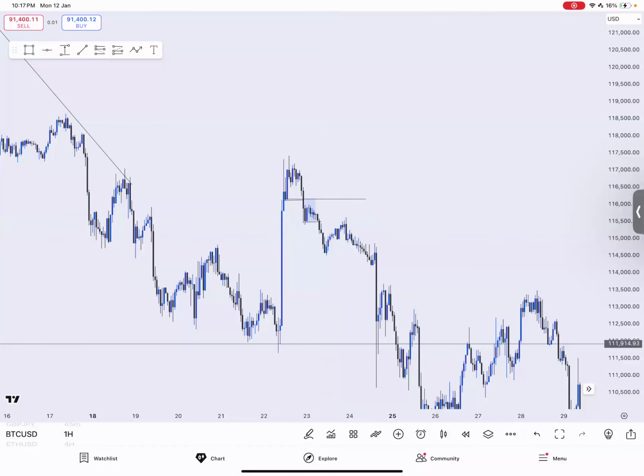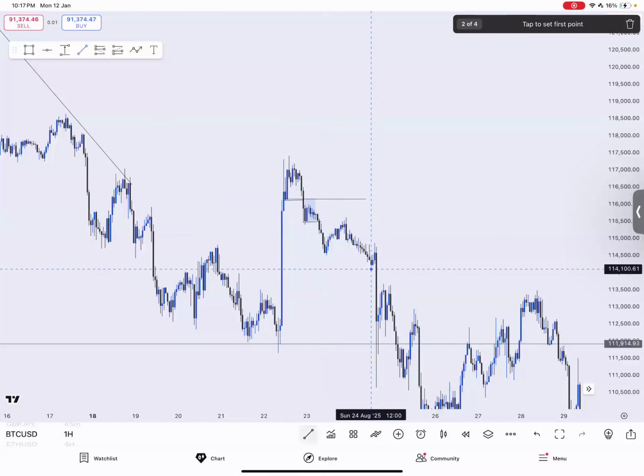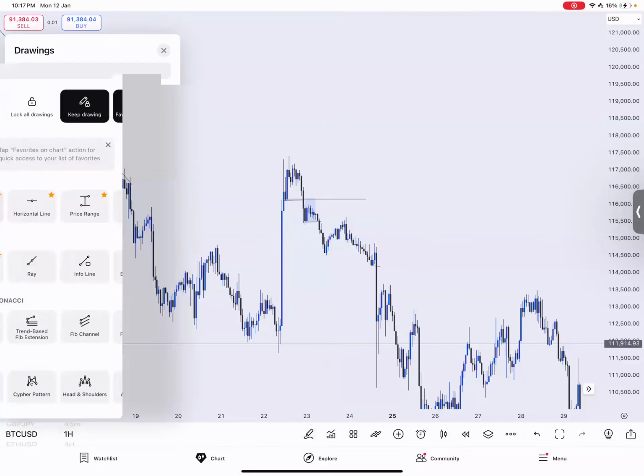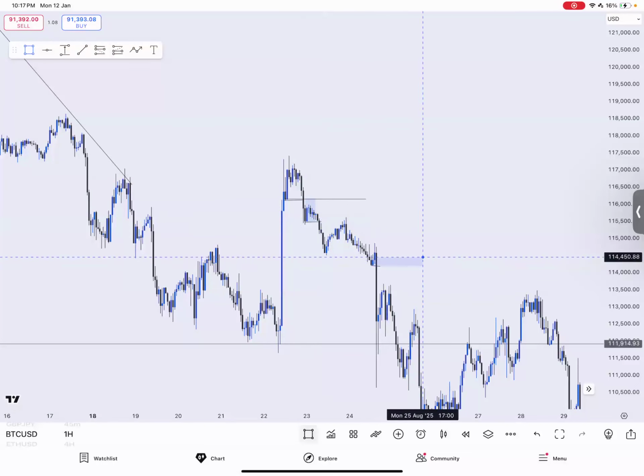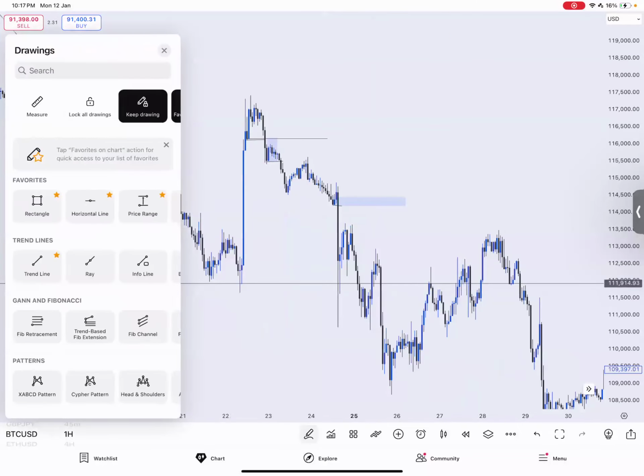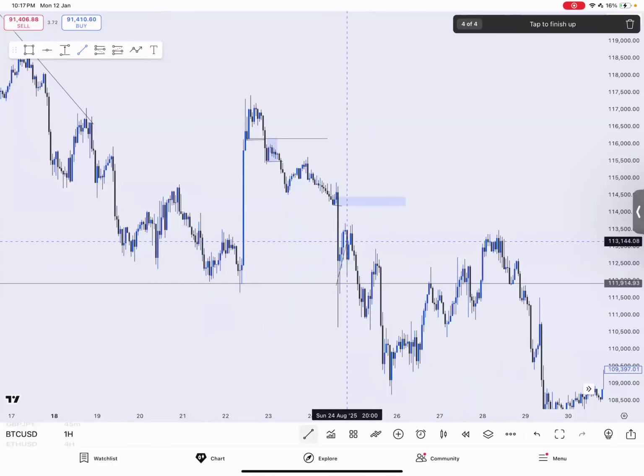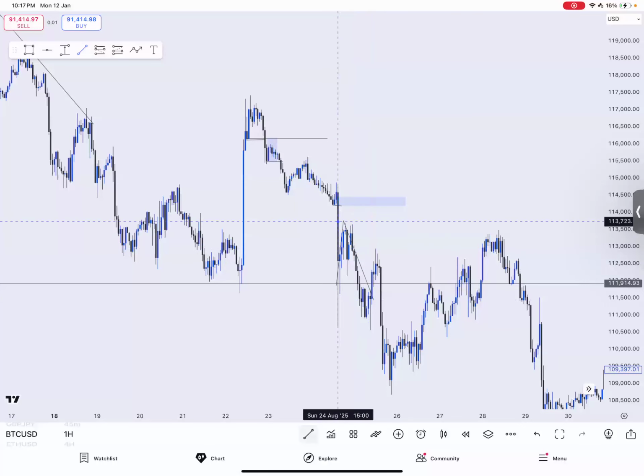This is another example of a break of structure. Just this low got taken out. Now, most of you would have kept your entry here for what? More sells. But what did the market do? It just retraced a bit here and then started selling again. You can't really see the zone it put into before it continues selling back. But it's a break of structure.